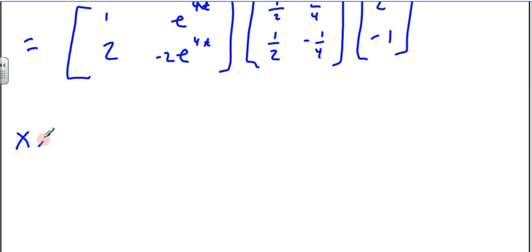x of t is equal to [1, 1; 2, minus 2] with e to the 0t and e to the 4t.